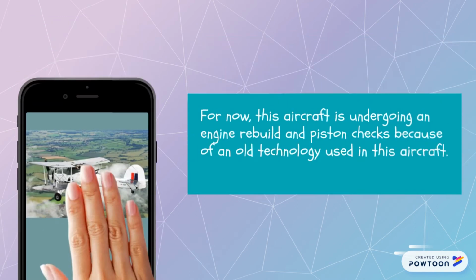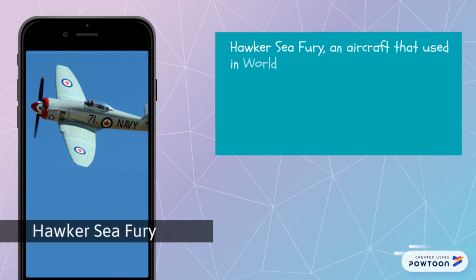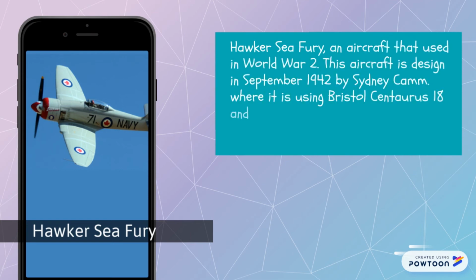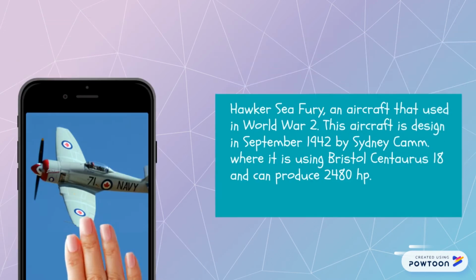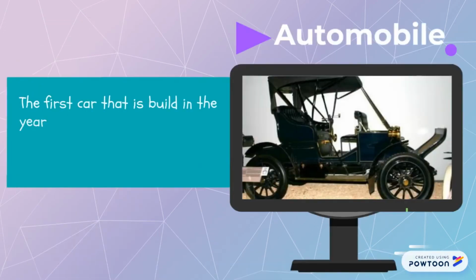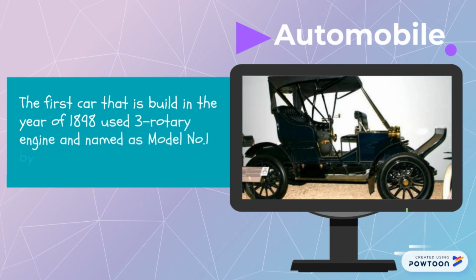Hawker Sea Fury, an aircraft used in World War II. This aircraft was designed in September 1942 by Sydney Camm and uses a Bristol Centaurus 18, which can produce power up to 2,480 horsepower. The first car, built in the year 1898, used 3 rotary engines and was named Model No. 1 by the Adams-Farwell Company.